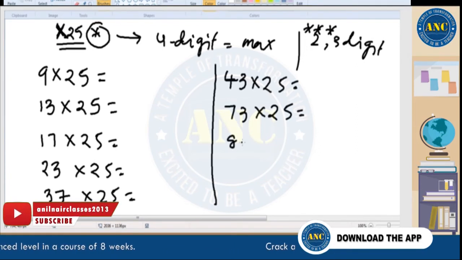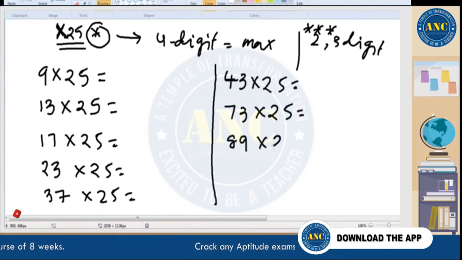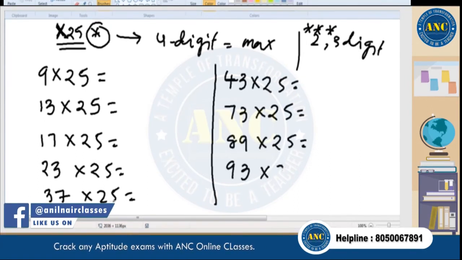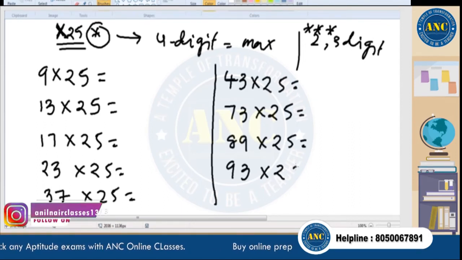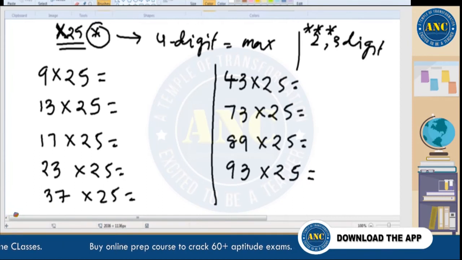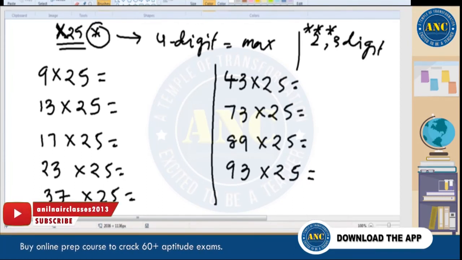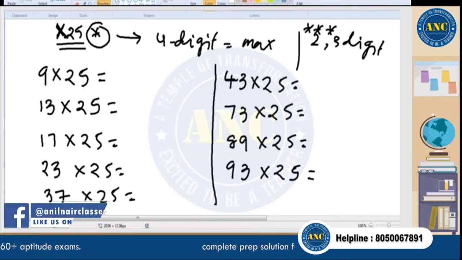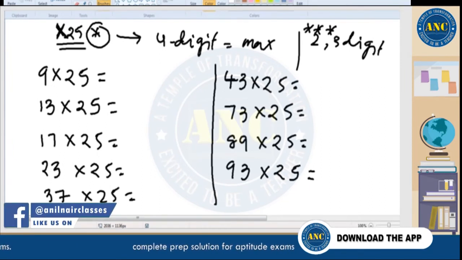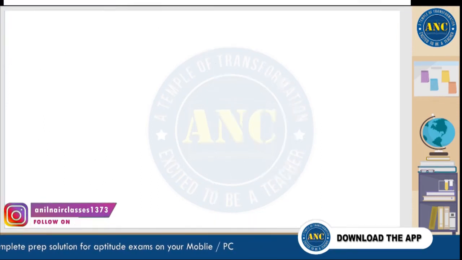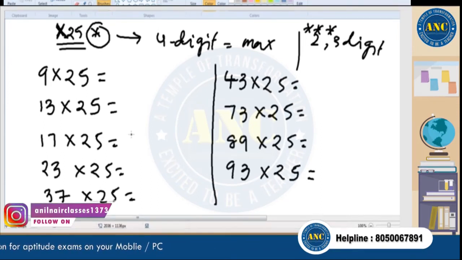Let it be 89 into 25. Here no number is divisible by 4, sir. First let me work on these things. No number is divisible by 4. Okay, Faniraj, you did it as 8.25 into 100. Right, you can do that, but no need to waste your time, Faniraj.